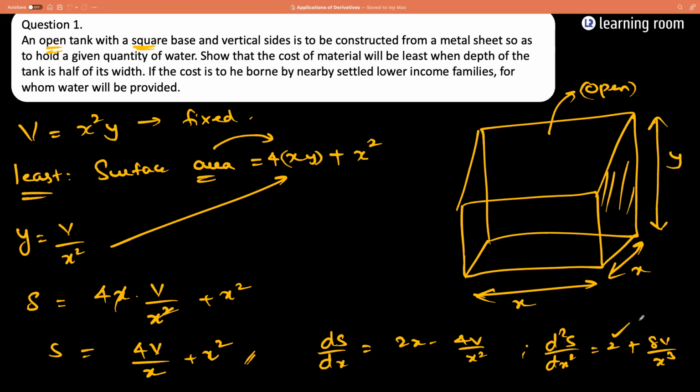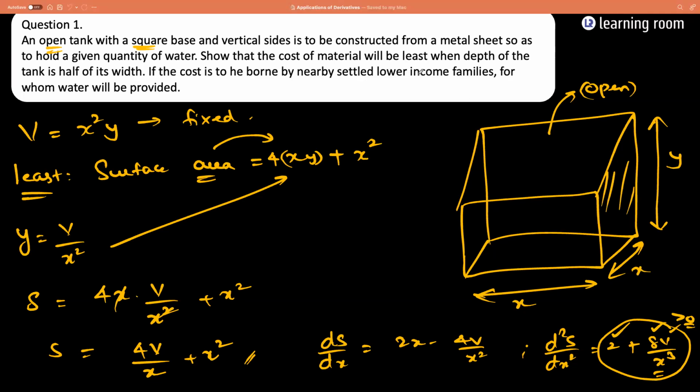Yes, that's right. See, even without solving, we can say 2 is a positive number. 8 into volume is positive. x cube is also going to be positive because you're not going to take the negative value of x. So since this whole value is greater than 0, what can you say? The value of x that you're going to get is going to give you the least value of the surface area. So when you do that, how much are you going to get? If I equate 2x minus 4V divided by x square to 0, then I'll get x cube is equal to 2V, which implies x is equal to 2V raised to the power of 1 by 3. Am I right?